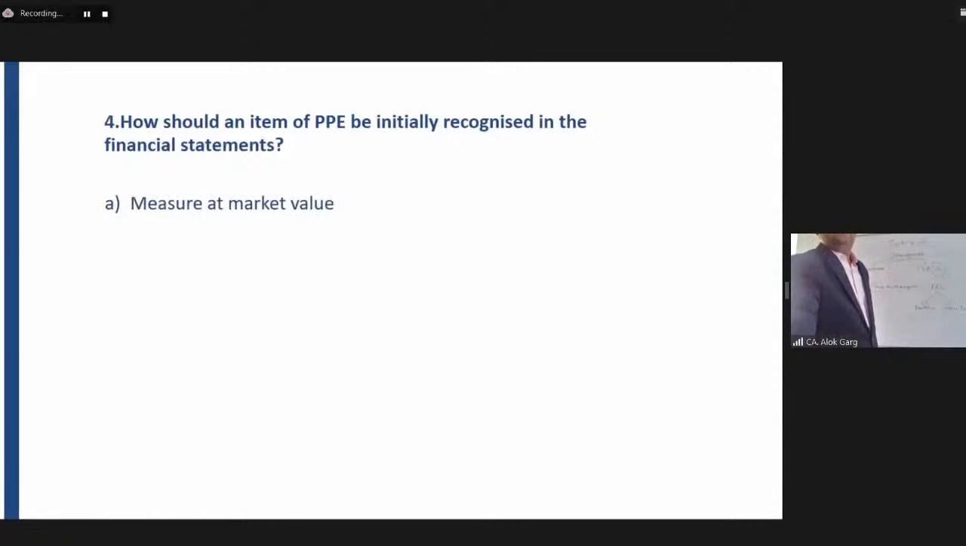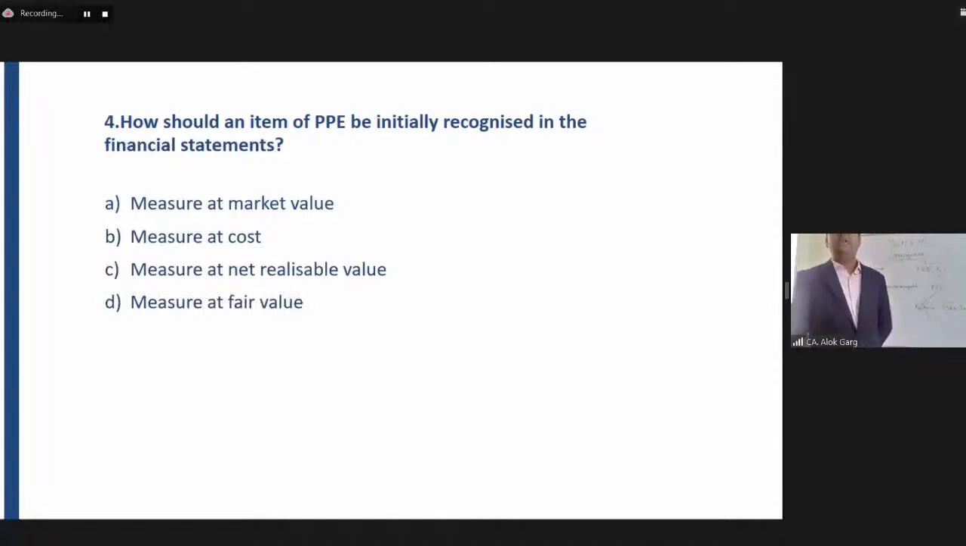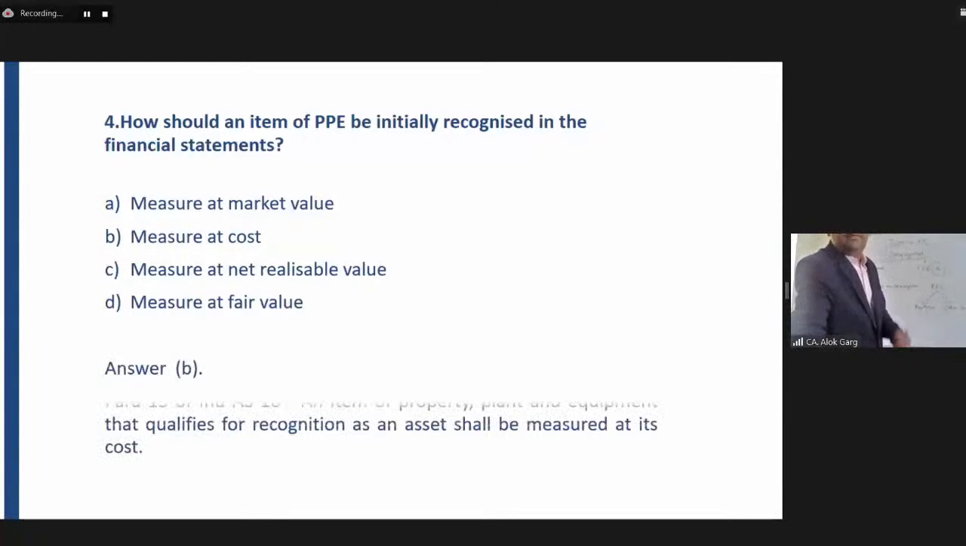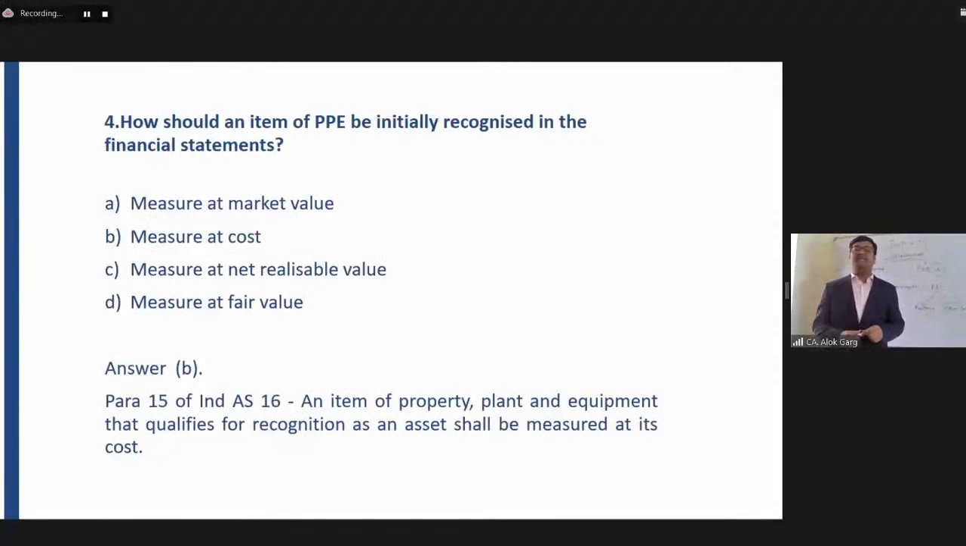Question number 4. How should an item of PPE be initially recognized in the financial statements? Market value, cost, NRV, or fair value? It is talking about measurement and initial recognition. What is the right answer, friends? Yes, perfect. It has to be measured at cost. Initially the asset is measured at cost, and cost includes purchase price, import duties, plus non-refundable taxes, minus trade discounts and rebates, plus directly attributable cost, plus estimated cost of dismantling. 14 participants have replied with the right answer. Great. Para 15 says that an item of PPE that qualifies for recognition shall be measured at cost.